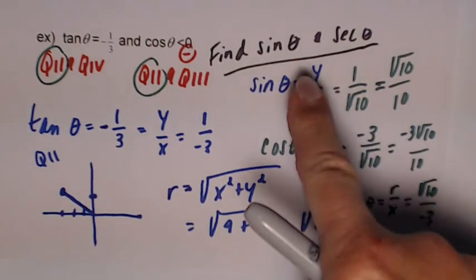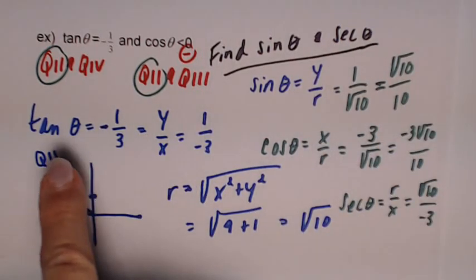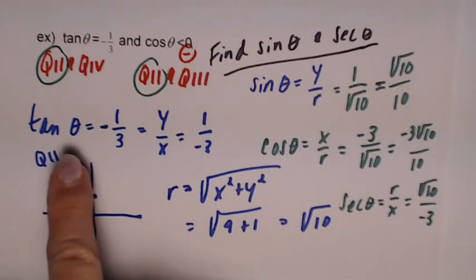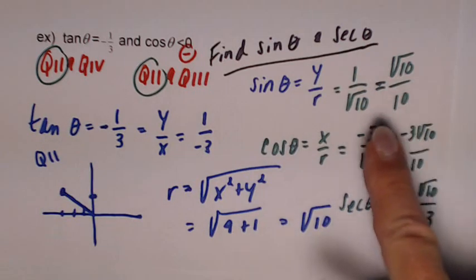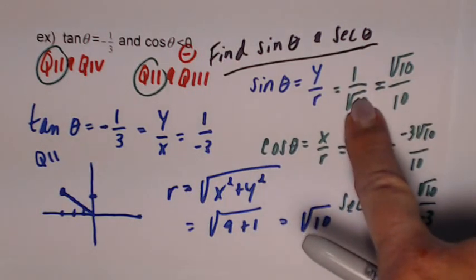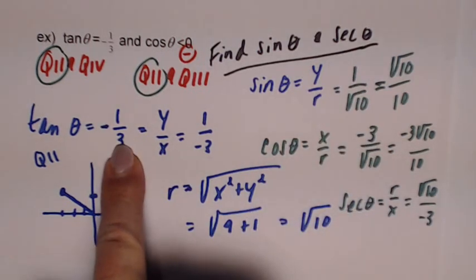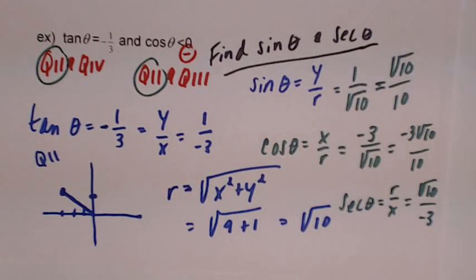And so we have sine, we have cosine, we have secant, we have tangent. If we wanted to find cosecant, we would take the reciprocal of sine. And for cotangent, we would take the reciprocal of tangent. We weren't asked to do it, but just, oh, by the way.